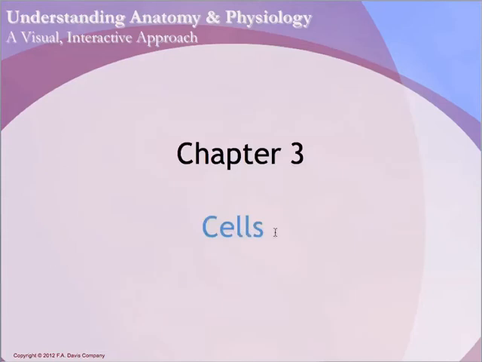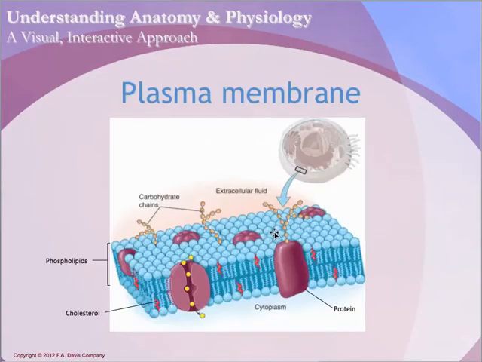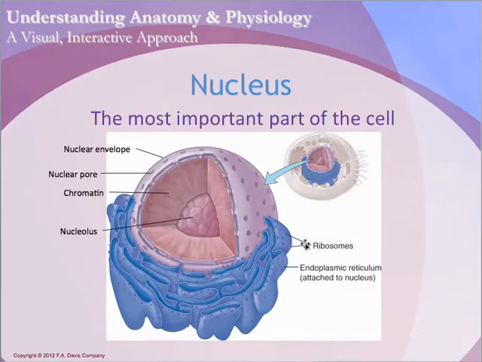You can see here it shows you that the ribosomes are attached here to the endoplasmic reticulum, which is also attached to the nucleus. So the ribosomes are going to be produced there, and eventually they're going to come out here and be a part of the endoplasmic reticulum.